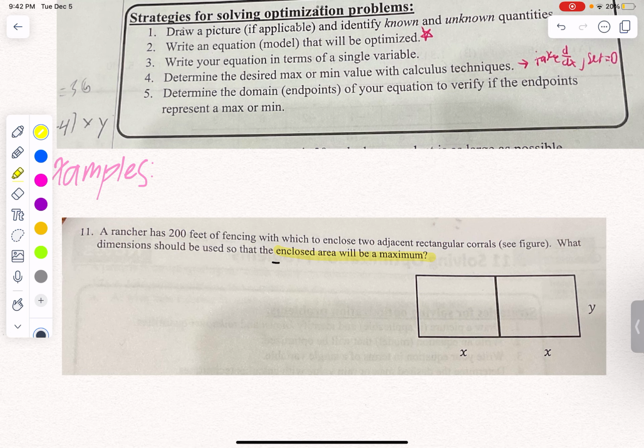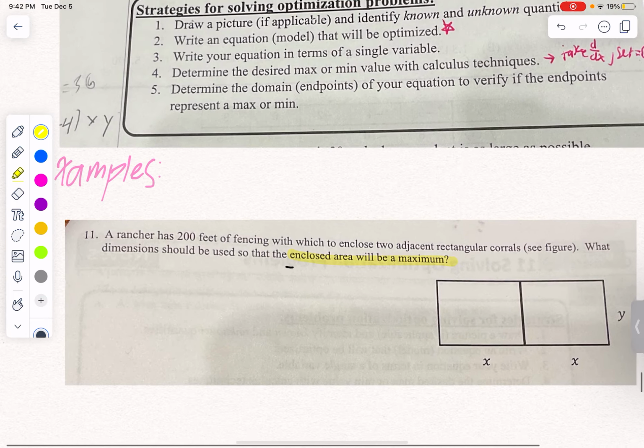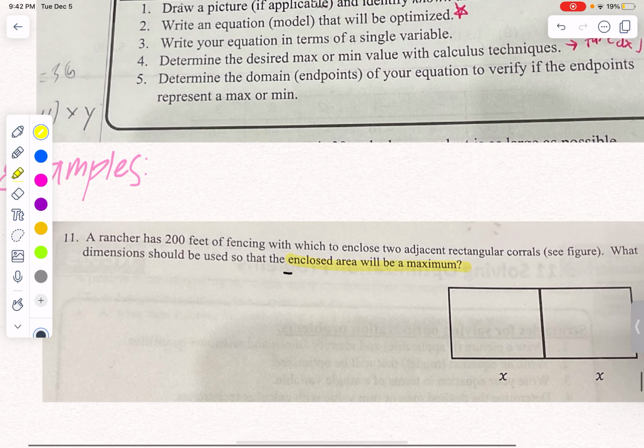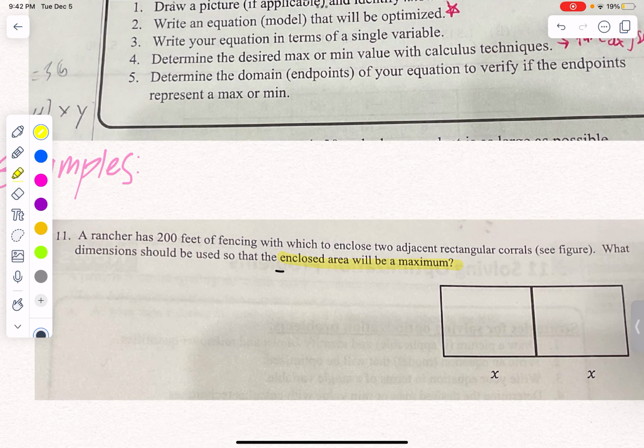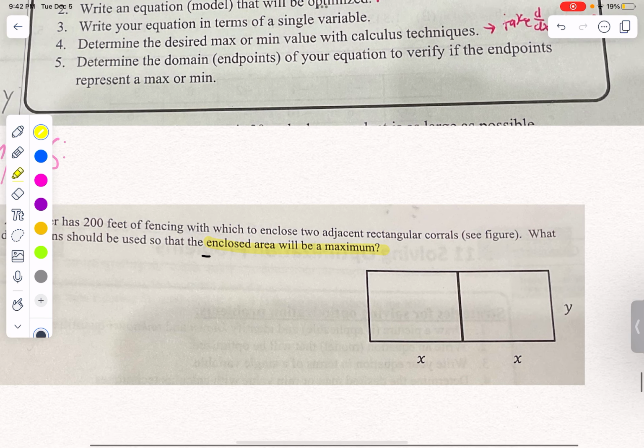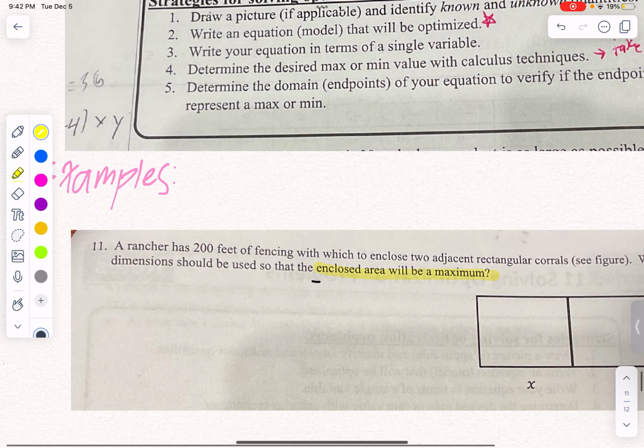Alright, so we're going to go through this. For intro to optimization, I'm going to show you how to set it up and not actually solve it. Solving it is the next one.